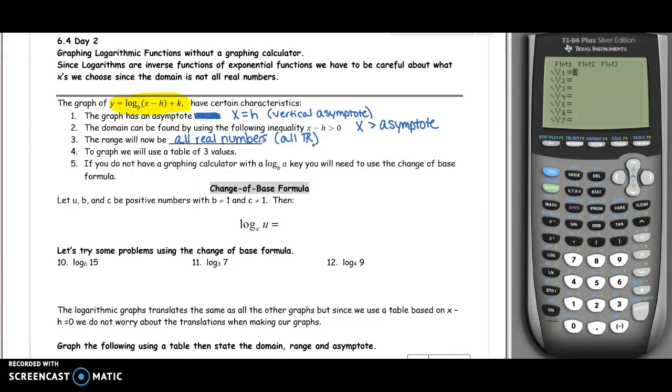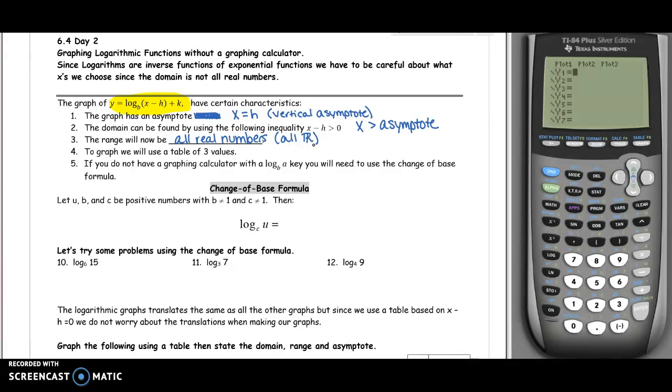To graph, we're going to use a table of 3 values. We are going to have the graphing calculator help us find those 3 values. Now, some of you have an older graphing calculator that doesn't have the log base whatever feature. If you ever are trying to use a calculator that doesn't have that feature, or a scientific calculator that definitely doesn't have that feature, you can use the change of base formula.